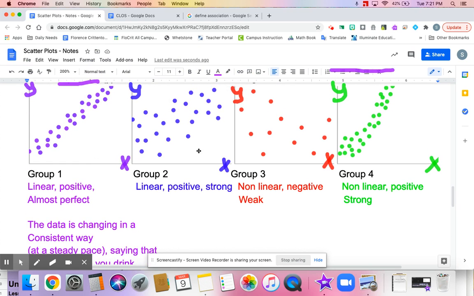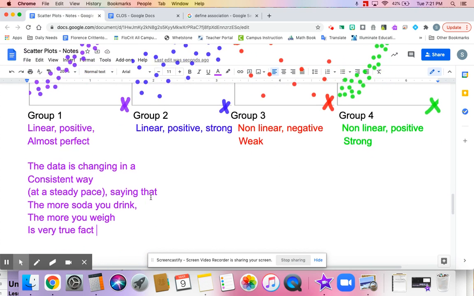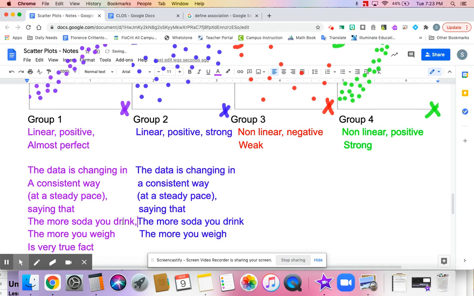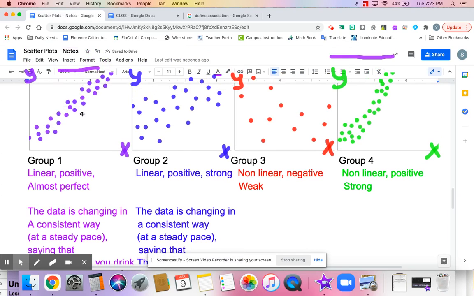Group 2's data looks very different, and so it's suggesting something else. So if I do this for group 2, the data is changing also in a linear way. And linear means that it's consistent or at a steady pace. So far, these are both the same because they're both linear. They're also both positive, so they're both also saying that the more soda you drink, the more you're going to weigh. So far, 1 and 2 are suggesting the same thing.